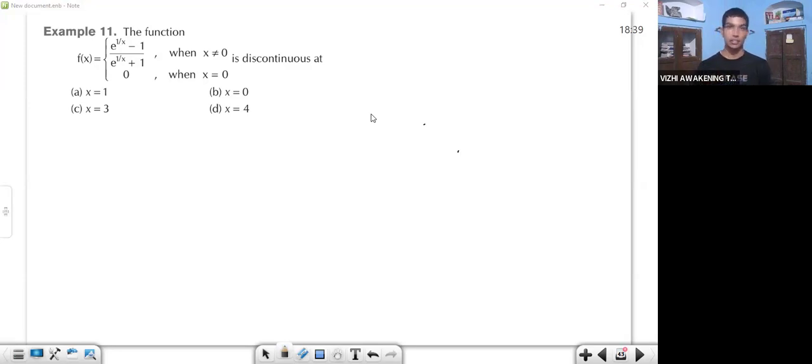Okay, so let me first explain the question to you. Here a function is given. Whenever x is equal to 0, the value of the function becomes 0. And whenever we are talking about the function at any point where x is not equal to 0, the function becomes this expression. So basically this is a condition: whenever x is equal to 0, we have the function equal to 0, and when x is not equal to 0, then the function is like this expression.